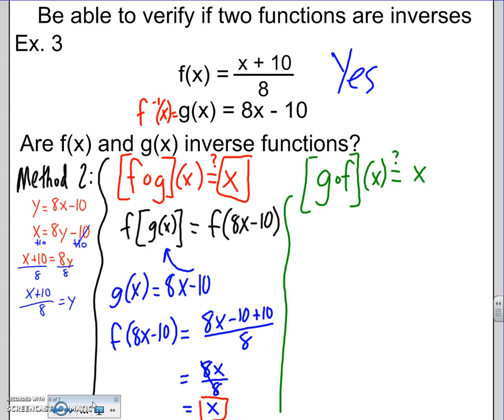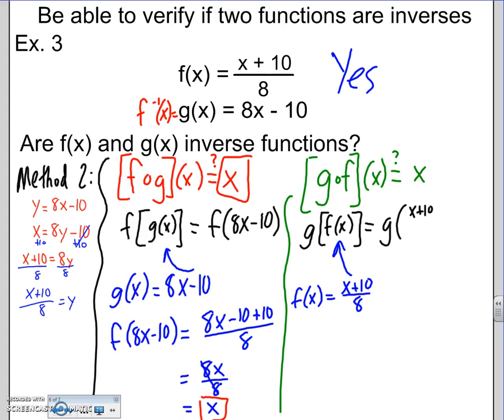That again is really g of f of x. So I'm going to do the f of x part first. If I go to f of x, that means go to equation f, plug in x. That's just x plus 10 over 8. Can't do anything to that. So that's going to go to the inside. I'm going to replace f of x with the x plus 10 over 8. So this turns into g of x plus 10 all over 8.